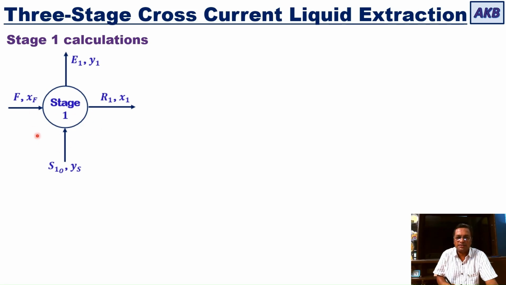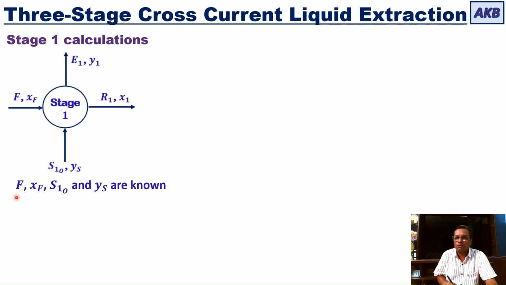So for our understanding, let us take stage number 1 into the discussion. Stage number 1 is where feed is contacted with the solvent and you get raffinate and extract out of it. Before you start your calculations for stage number 1, these things are known to you.